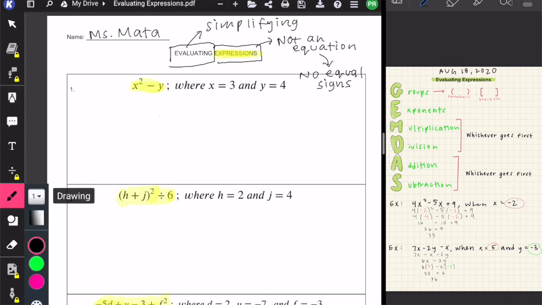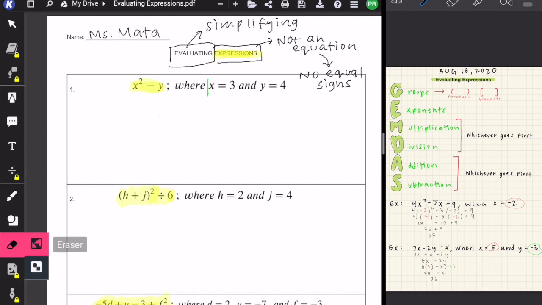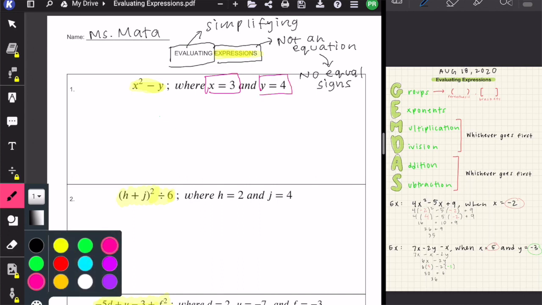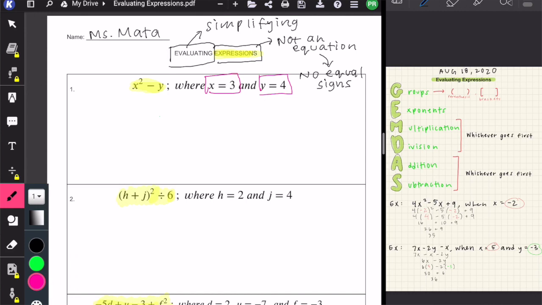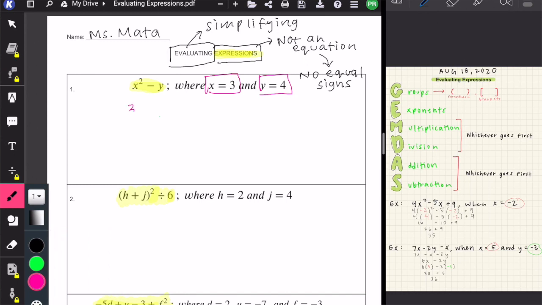Question number 1. Looks like we have x is equal to 3 and y is equal to 4. So let's go ahead and plug those variables in. We have x, which is 3, and then squared minus 4.